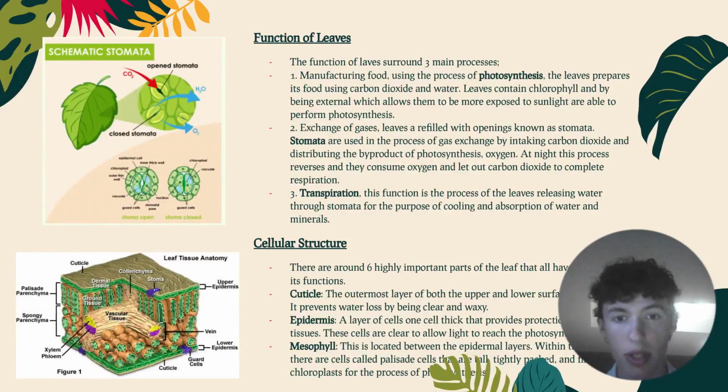Cellular structure. There are around 6 important parts of the leaf's cellular structure. The cuticle is the outermost layer, and it prevents water loss by being clear and waxy. There's the epidermis, which is a layer of cells that provides protection. There's the mesophyll, which is located between the epidermal layers. Within it are palisade cells that are all tightly packed, along with the chloroplasts, which help with the process of photosynthesis.